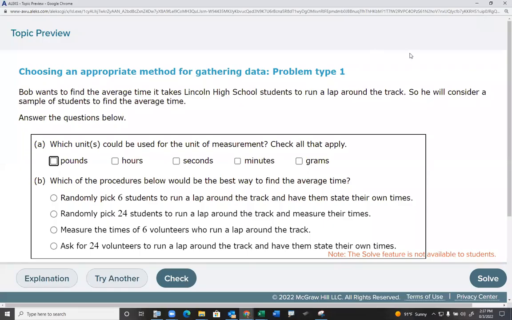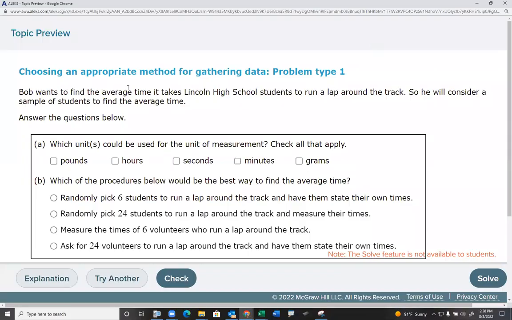All right, Bob wants to find the average time it takes for Lincoln High School students to run one lap around the track. So he will consider a sample of students to find the average time. Well, that makes sense. You're not going to use just one student. What if that student is really fast or really slow, or just having an off day or whatever? So which units could be used for the unit of measurement?